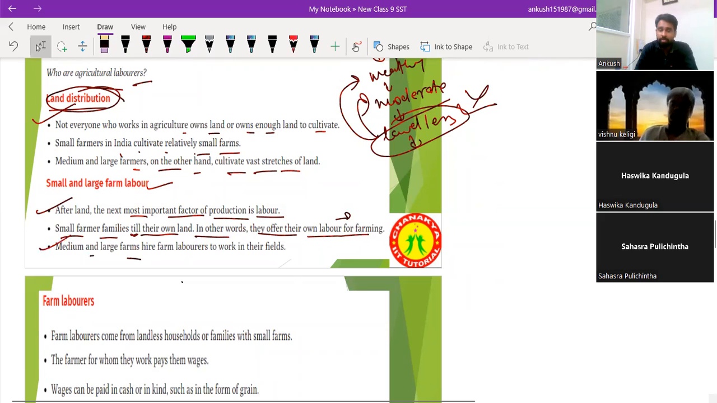Medium and large farms hire farm laborers to work in their fields. The wealthy, large and medium farmers ask the laborers to work in their fields, and they provide them employment as well. But what happened to the employment, we have already seen.